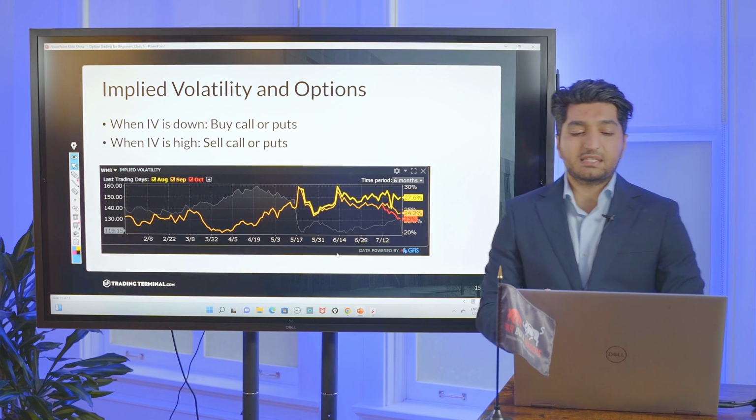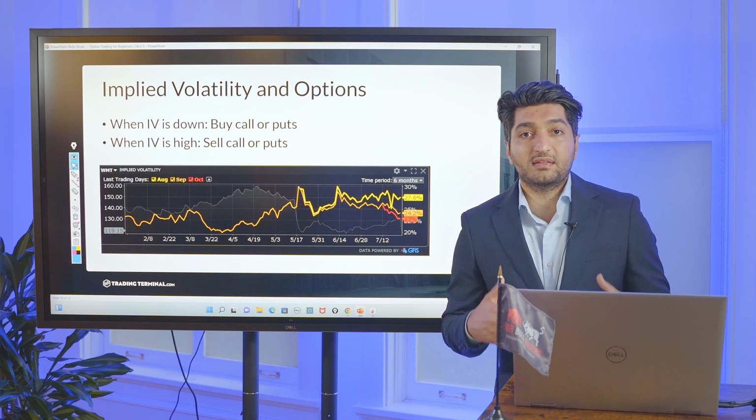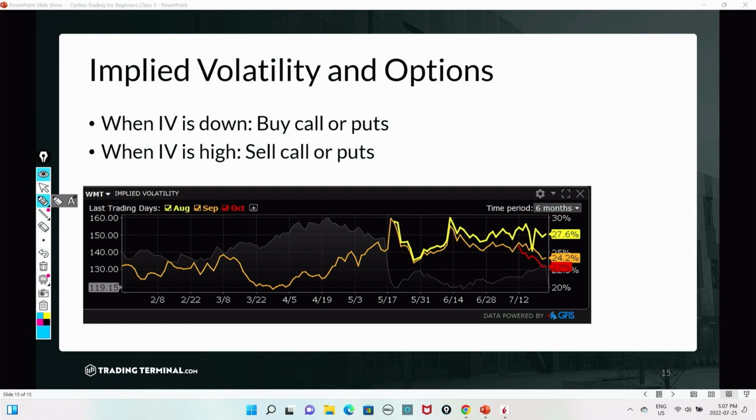And lastly is implied volatility. Your platform will show you what the implied volatility of the stock is, and overall, a key thing to remember is you want to sell premium when implied volatility is high, and you want to buy premium when implied volatility is low. So around these areas, you want to be the buyer of premium, and around these areas, you want to be the seller of premium when the implied volatility has been elevated.